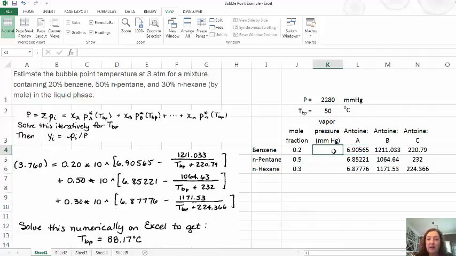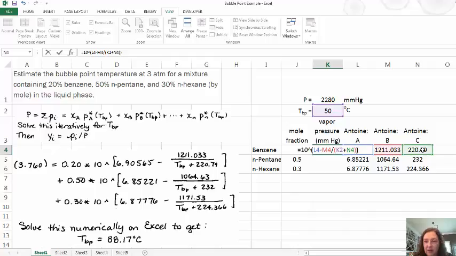Antoine equation. Now, to compute the vapor pressure, the Antoine equation with the formulas we have is 10 to the power of, and I want to take A minus B divided by the temperature, and I want to make sure I'm doing this by pointing to a cell containing that temperature, plus C. Okay, so now I have my expression here for the vapor pressure.